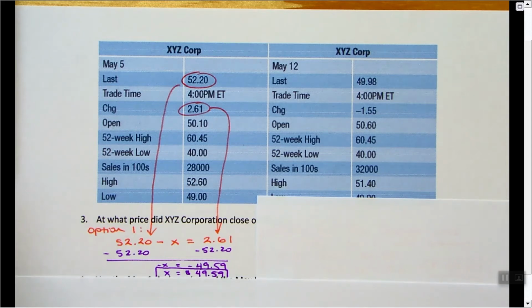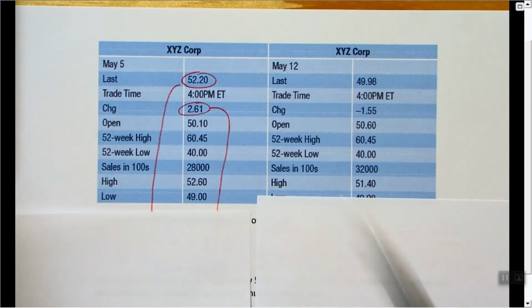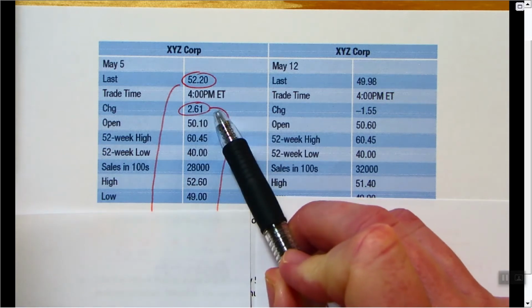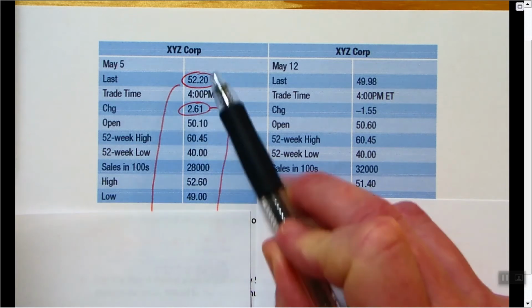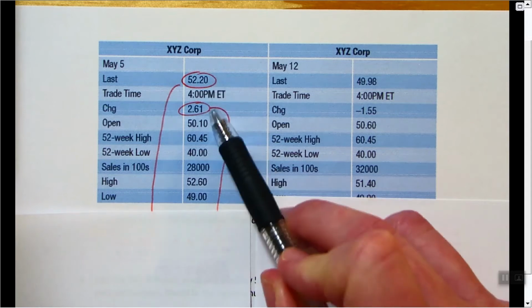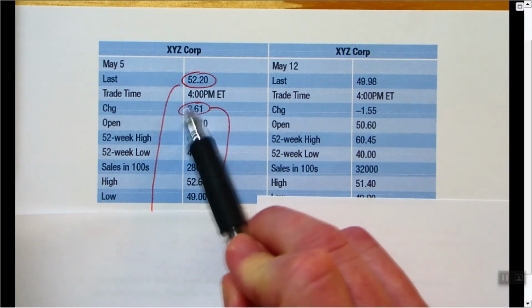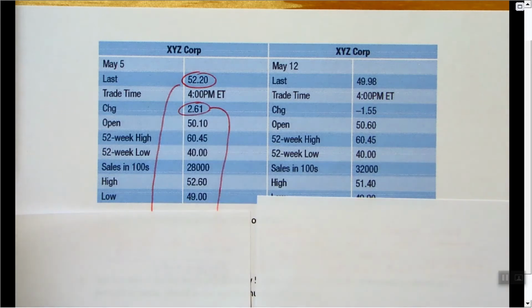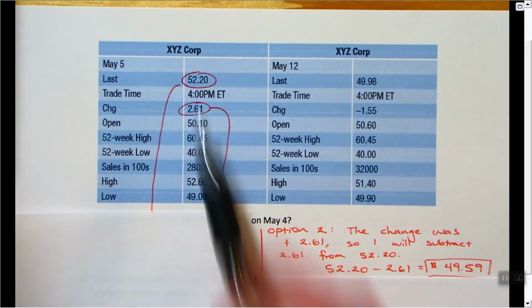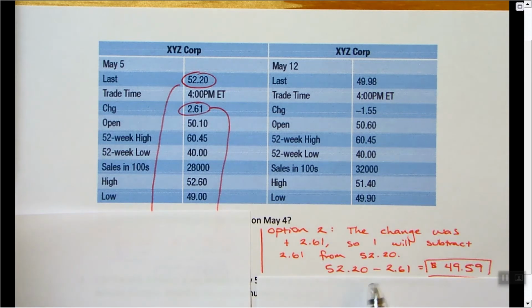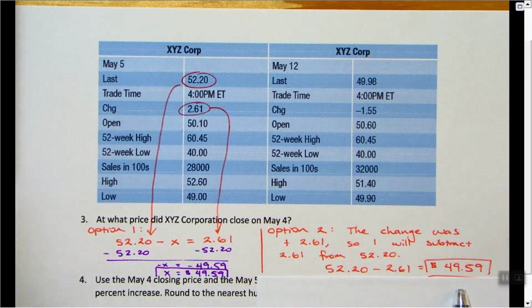Okay, the other approach is to say, you know what, this is the change. So there was an increase, because it's positive, an increase of 2.61 from the previous day, which means I could do the opposite of this sign to go backwards in time, and I could do 52.20, the current ending price, and then do the opposite sign and subtract 2.61 and get the same number, 49.59, either way, okay? I don't care which approach you take.